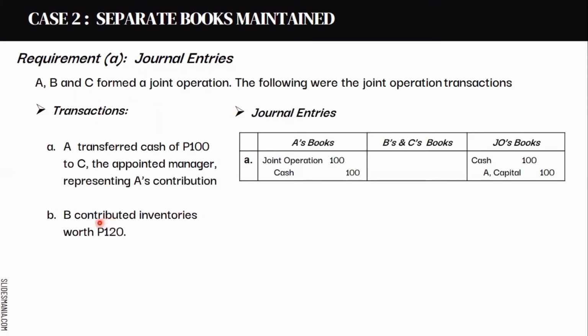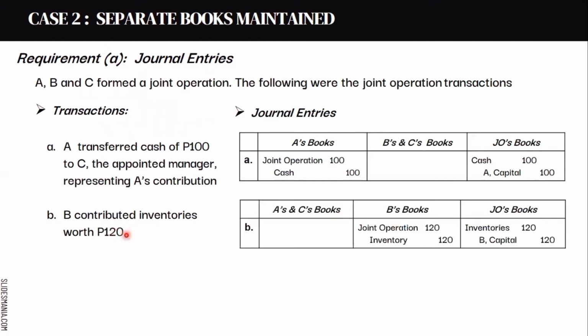Transaction letter B. B contributed inventories worth 120 pesos. So, journal entries natin. Sa libro ni B, debit joint operation of 120. Kasi po, merchandise po yan eh. Joint operation 120 and credit inventory of 120. Sa JO Books, debit inventories of 120 and credit B capital na 120. Sabi sa inyo, para siyang investment. Kung mapapansin nyo, regular manner na tayo nag-entry para ng ordinary business. So, mas madali siyang intindihan compare doon sa no separate books.